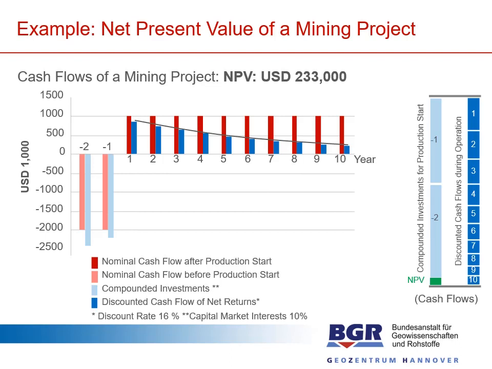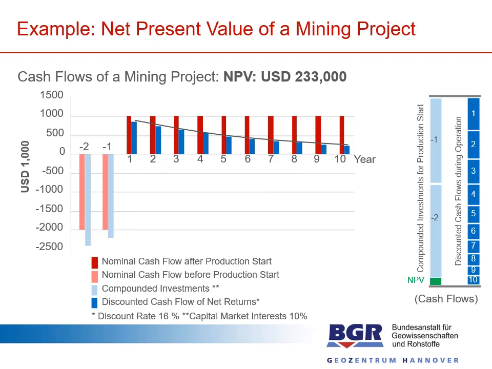And on the left hand side of the graph you can see the nominal cash flow before production, so the investment costs, which in this case are $4 million, but you also have to use the compounded investment, so with the capital market interest.